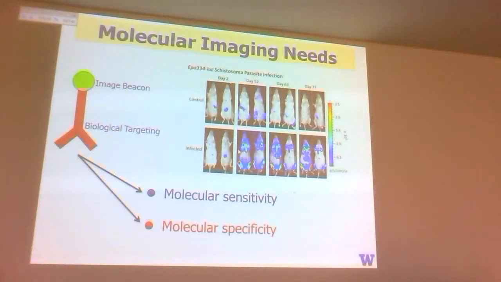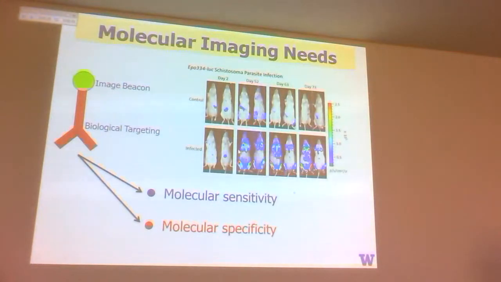Okay? And then the second one is molecular specificity. And I use these words particularly to make an analogy. They're not equal to, but analogous to what we have with any kind of diagnostic test or statistical test in terms of sensitivity and specificity, right? How likely am I to see it? How likely am I to make a mistake?